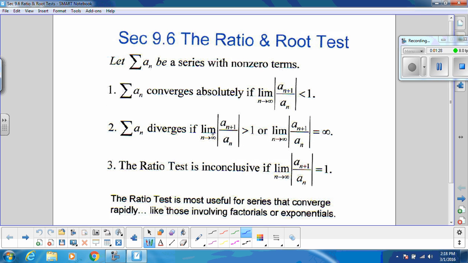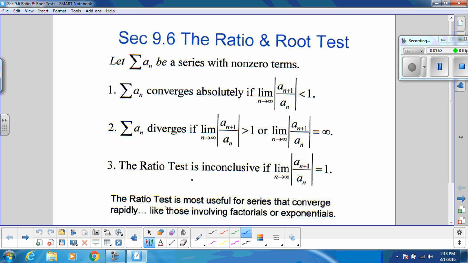Alternately, if this numerator is larger than the denominator, so the n plus 1 term is bigger than the nth term, then that ratio is going to be greater than 1, or we could say it's equal to infinity as well. That means I'm going to keep adding larger and larger values, and it will not converge to a sum. So that's when it diverges. We've talked about this intuitively before, so this is another test to show that that is happening with our series.